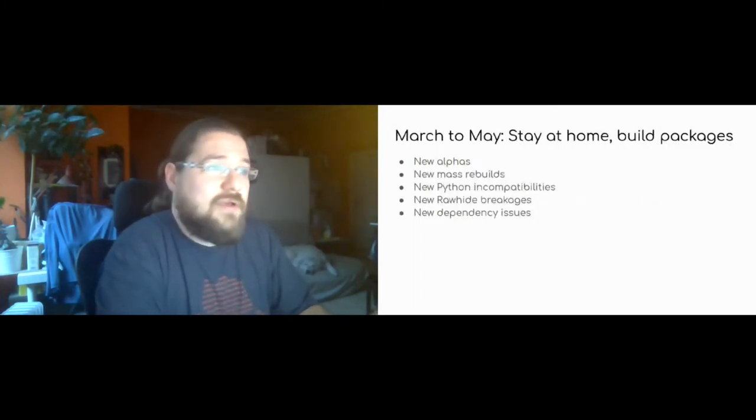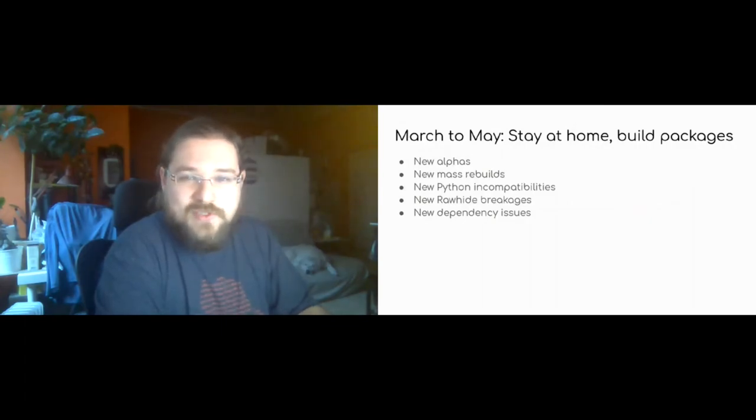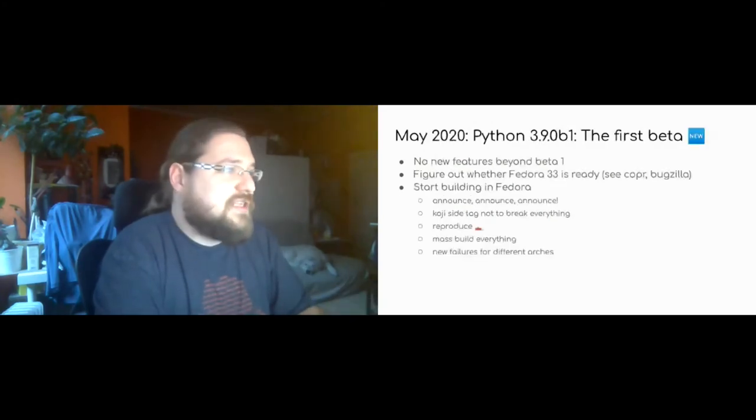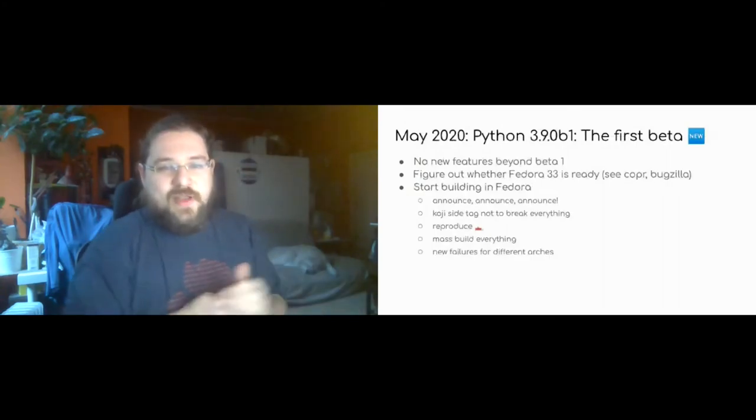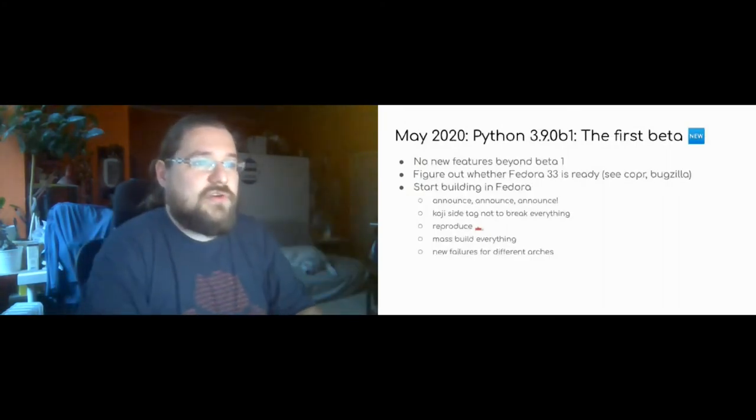From March to May, I needed to stay at home for obvious reasons. So I was building packages. There were new alphas, new master builds, new stuff. Everything happened all over again. Two minutes warning, I'm very slow, sorry about it. An important release was the first beta. There were no new features, so we could finally go into Fedora proper.